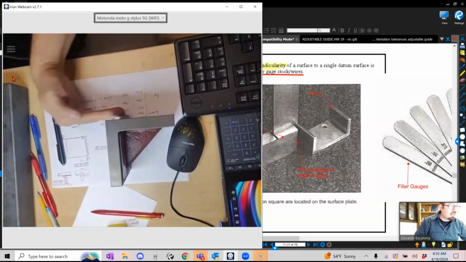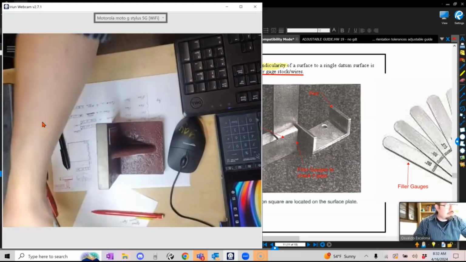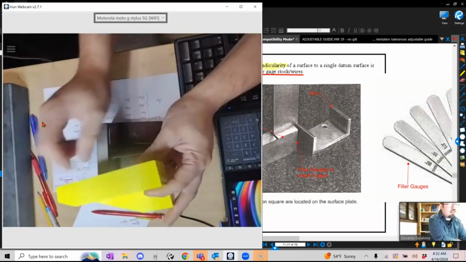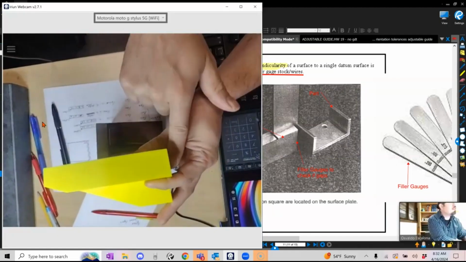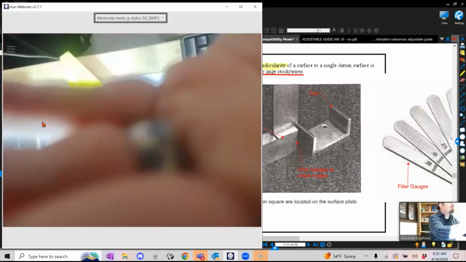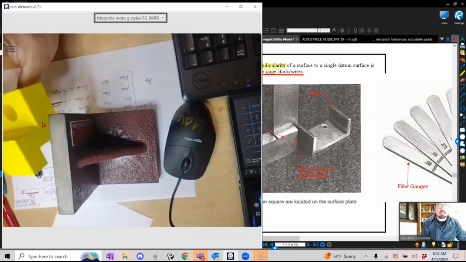Imagine that here you have the part. So this is my part right there. And I want to check the perpendicularity, let's say perpendicularity of this surface with respect to this surface. Okay, so let's suppose that you guys want to do that.